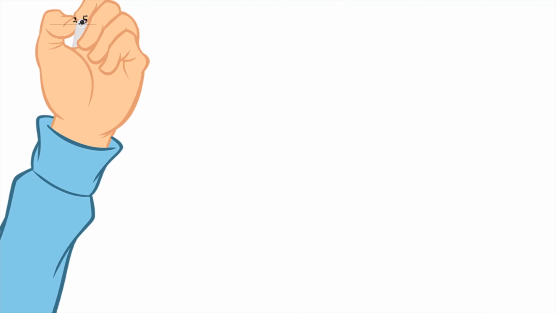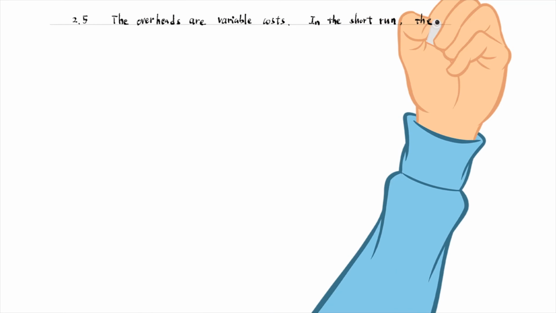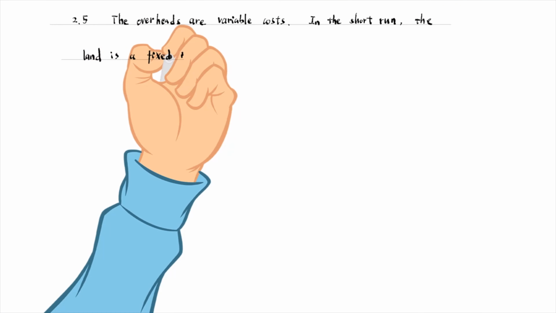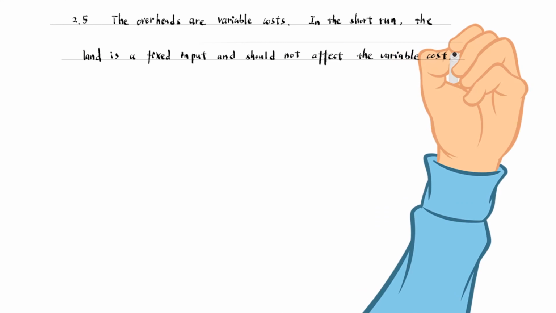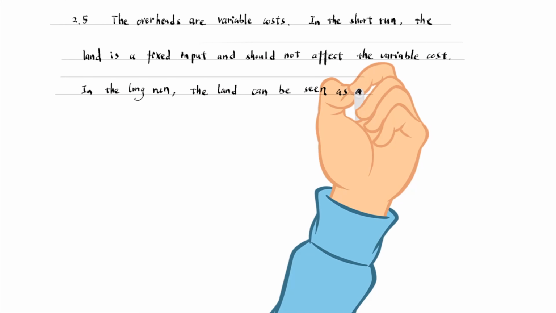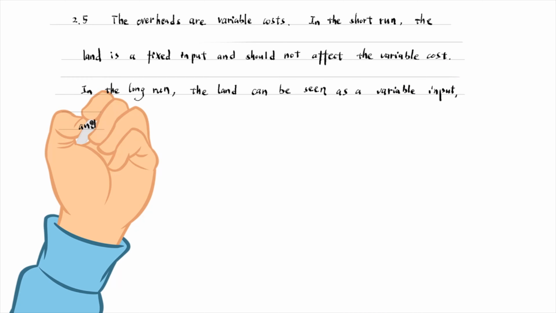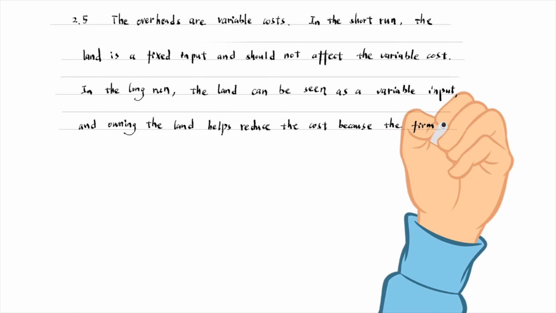The overheads are variable costs. In the short run, the land is a fixed input and should not affect the variable cost. In the long run, the land can be seen as a variable input, and owning the land helps reduce the cost because the firm does not need to pay the rent.